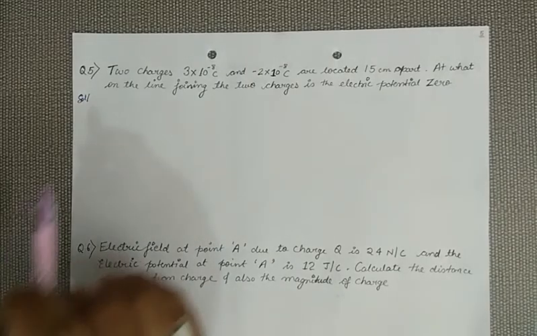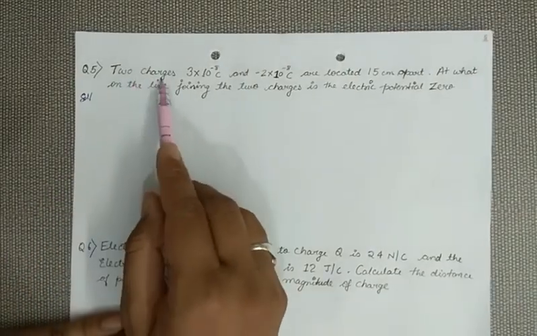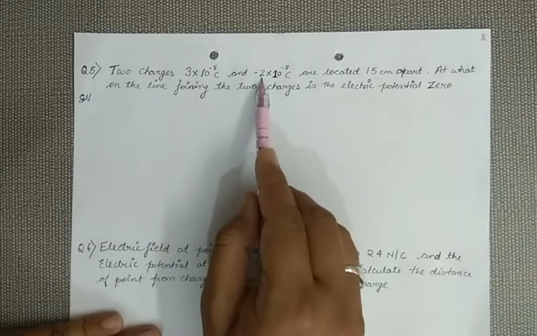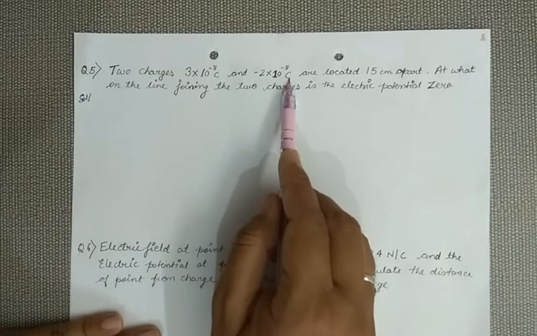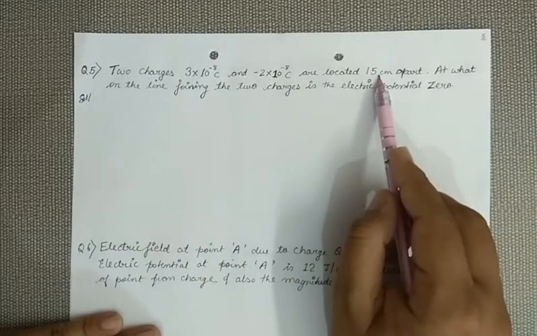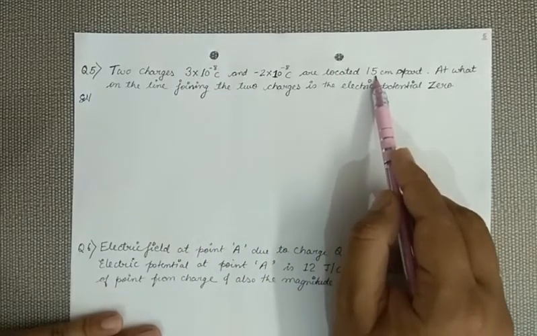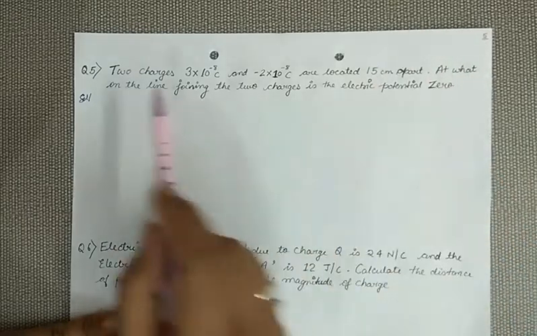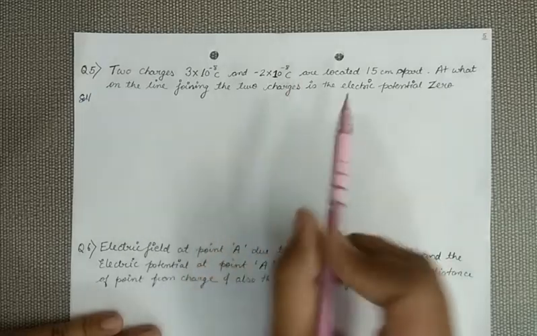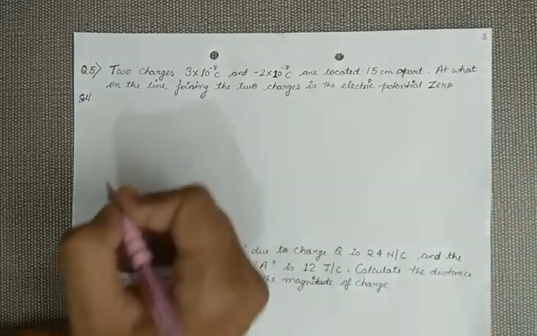So let's move forward. Again, two charges, 3 into 10 to the power minus 8 coulomb, and the second one is minus 2 into 10 to the power minus 8 coulomb. Both the charges are separated by a 15 centimeter distance. Now I have to find at what point on the line joining the two charges the potential is 0.